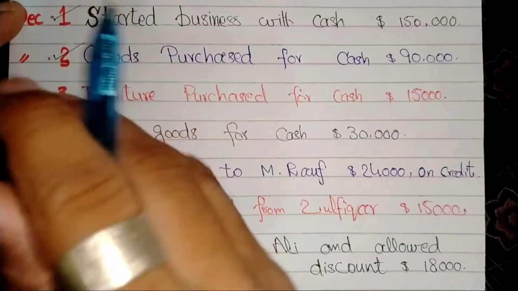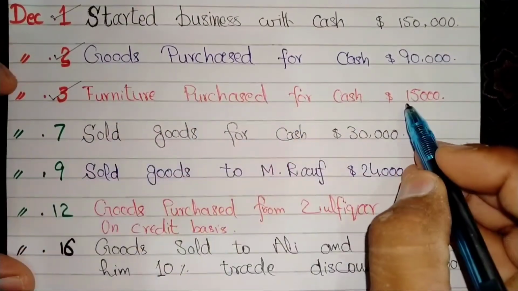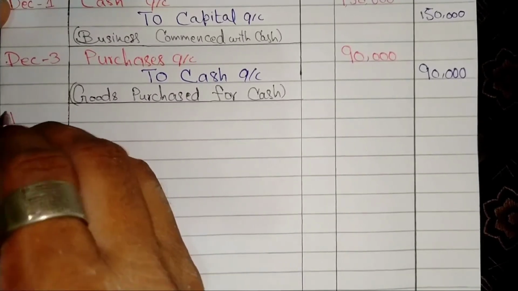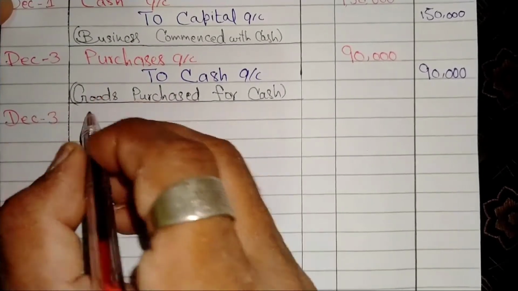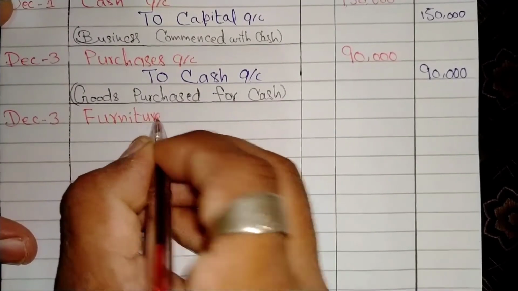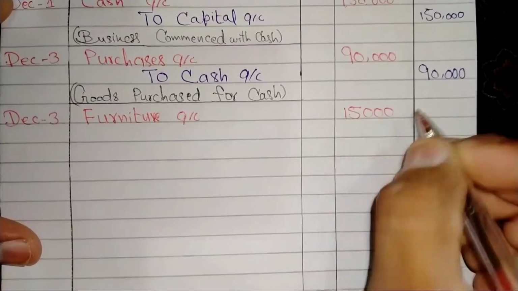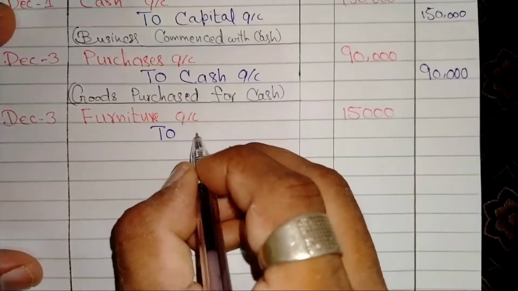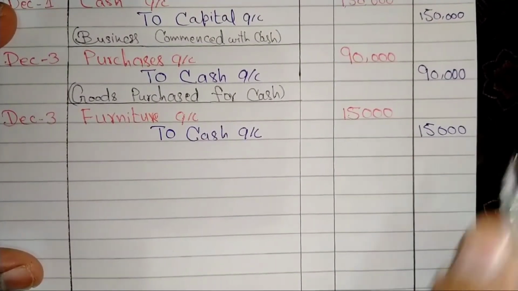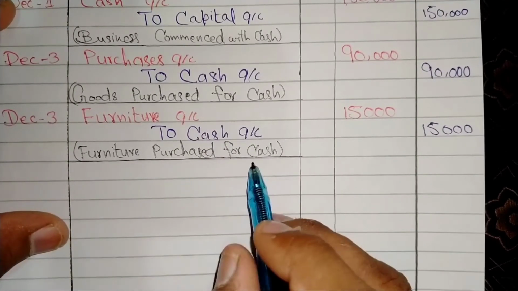The next transaction is on the same date as above, December 3rd. Furniture purchased for cash amounting to $15,000. This is also a very simple entry, on December 3rd: furniture account debit with amount $15,000 to cash account credit $15,000, with description, furniture purchased for cash.